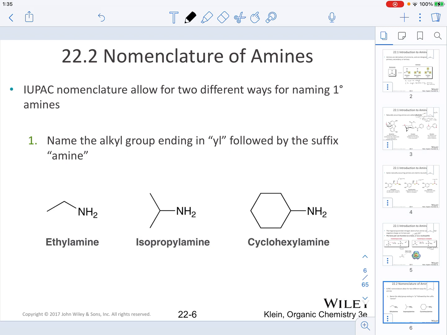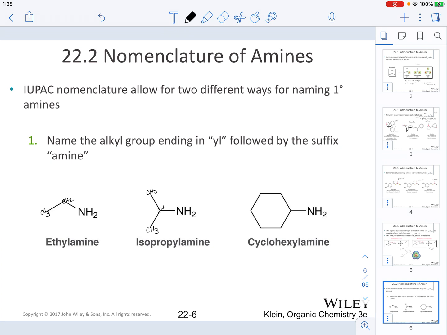Now we are going to go over how to name amines. Understand that when we are naming amines, there are two different ways of naming primary amines. One way is just naming the alkyl group ending with a YL, and then placing the suffix amine on the molecule. As you can see in the examples on the slide, the first molecule has a CH2CH3 bonded to that NH2, so that is ethylamine. The middle molecule is isopropylamine, because you can see a CH bonded to two CH3s, and that's an isopropyl group.